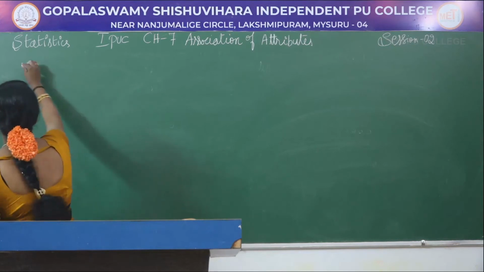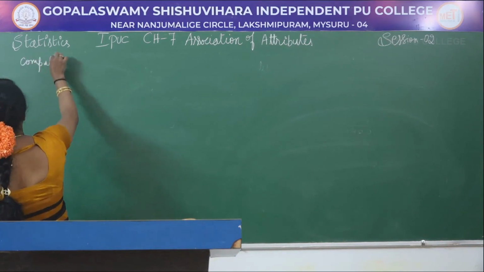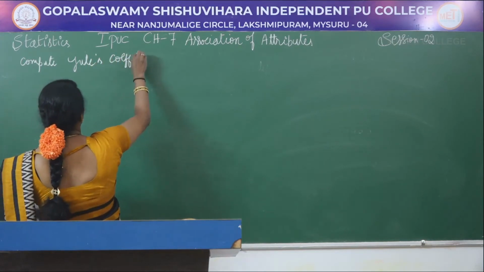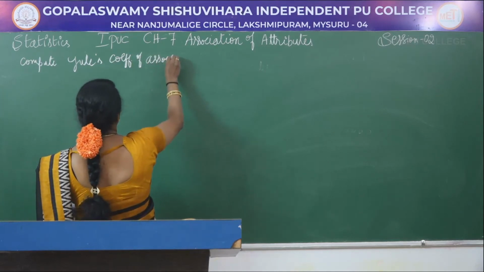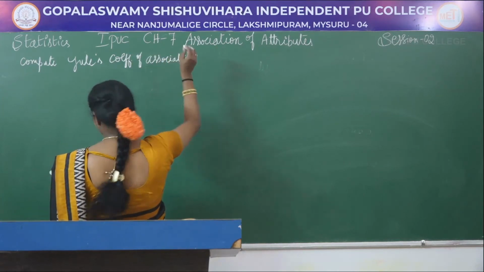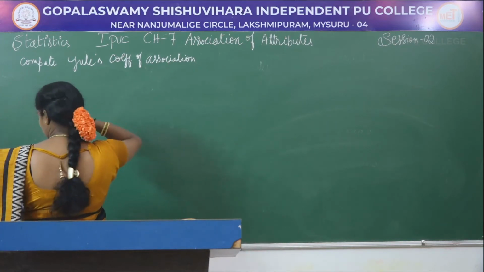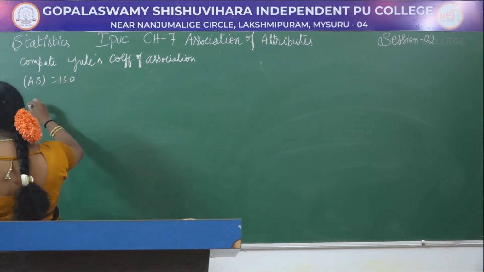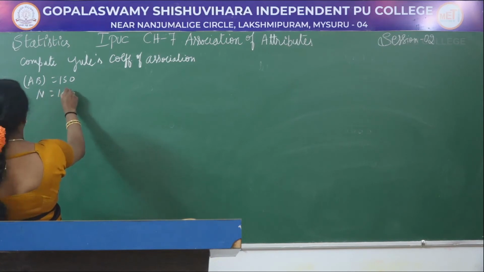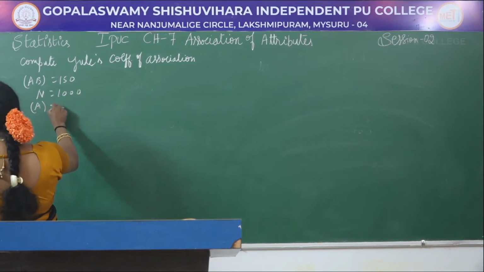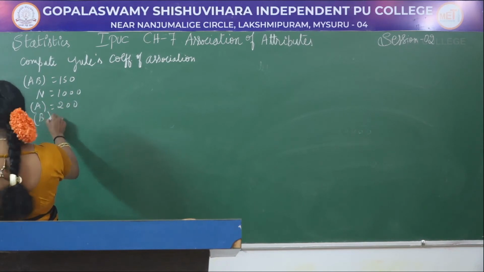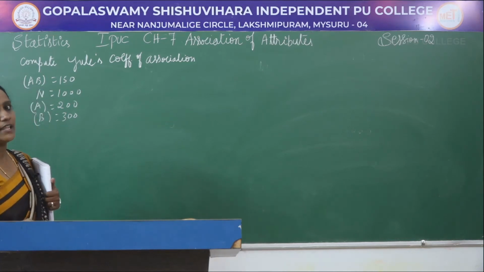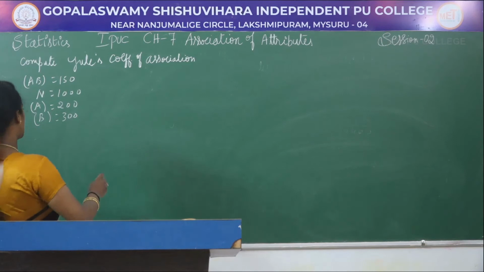Next problem, compute Yule's coefficient of association. AB is 150, N is 1000, A is 200, B is 300. For this, first we have to complete the table, then we have to move on to the Yule's coefficient.